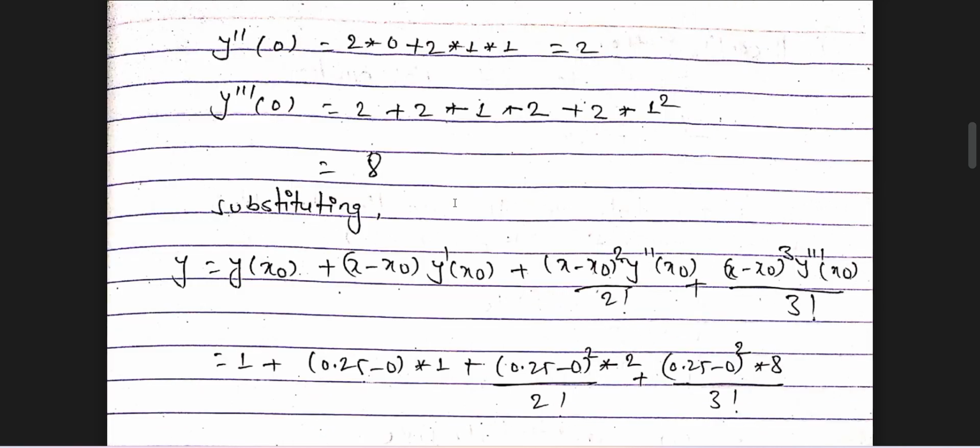So y1 = 2 into 0 plus 2 into 1 into 1, which is 2, and y2 = 2 plus 2 into 1 into 2 plus 2 into 1 squared. Substituting y0, x minus x0, y1 and so on gives the series value, and the final result is 8/3.